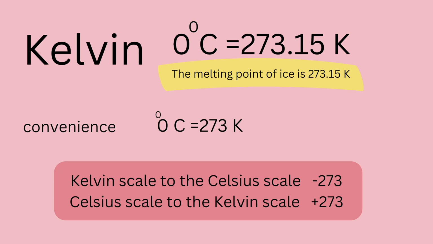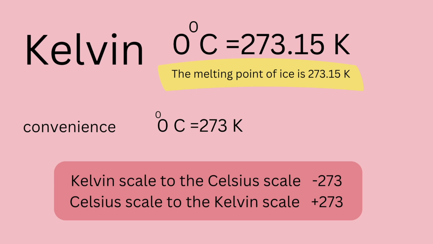So what exactly is Kelvin? Kelvin is another unit to measure temperature. Generally in our day-to-day life we use Celsius, and Kelvin is a similar quantity. So 273.15 Kelvin, which we know is the melting point of ice, is considered as 0 degrees Celsius. For convenience we consider 0 degrees Celsius as 273 Kelvin and we just round off the 0.15.